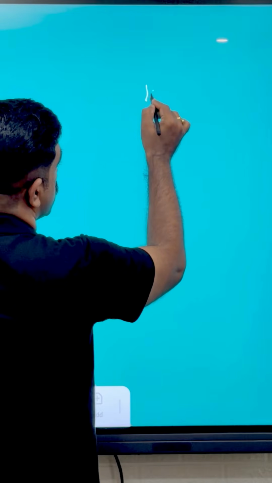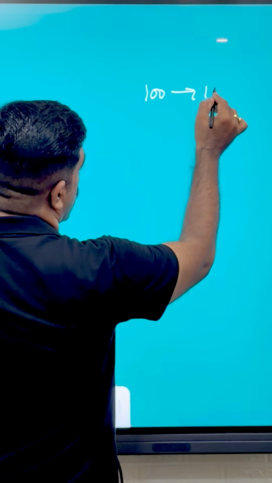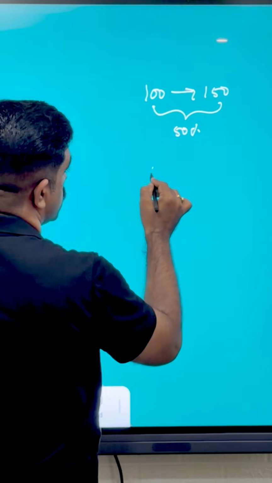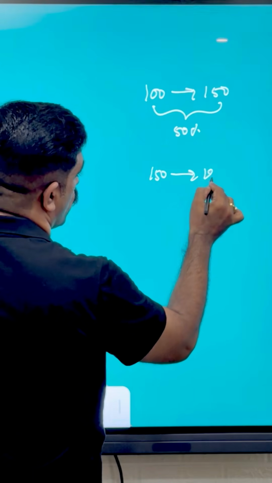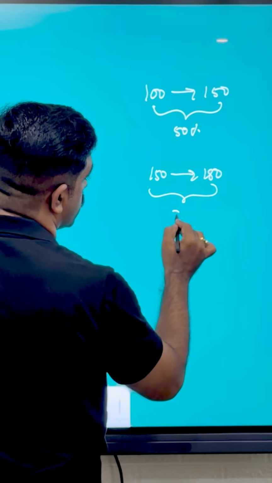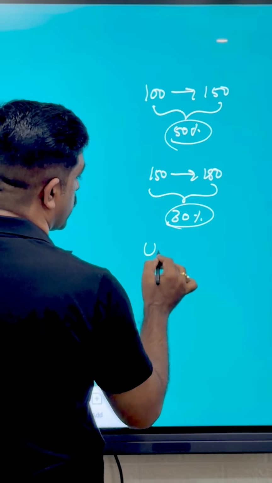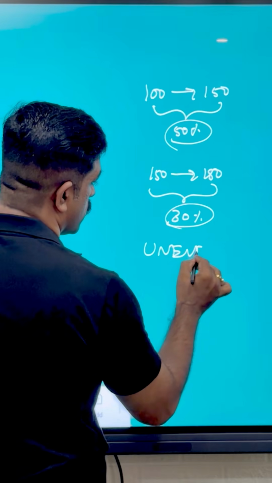This 100 has grown to 150. There is a 50% growth. This 150 has grown to 180. There is a 30% growth. So these growth rates are actually uneven.